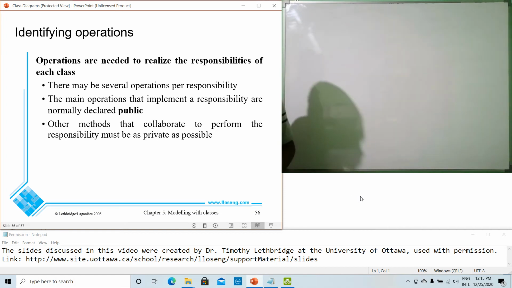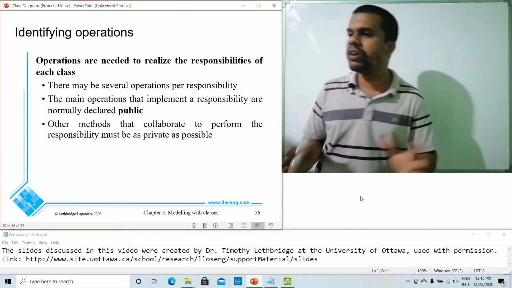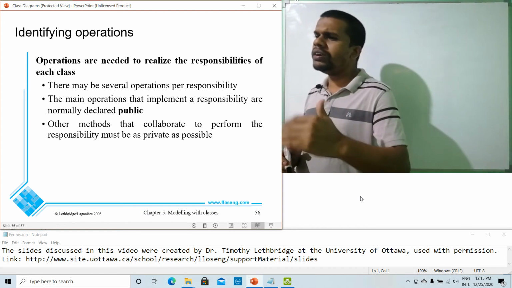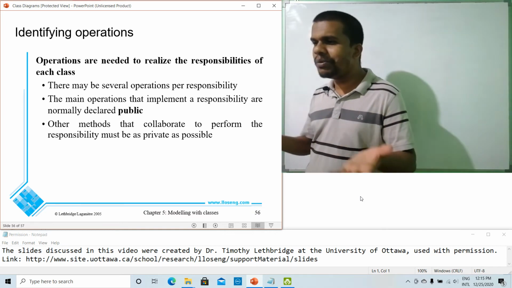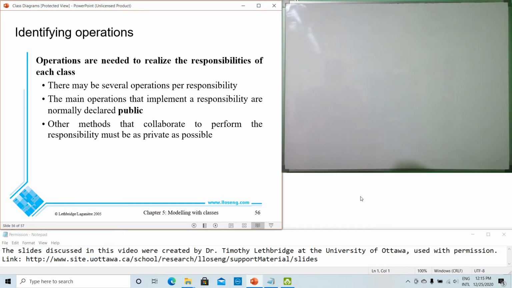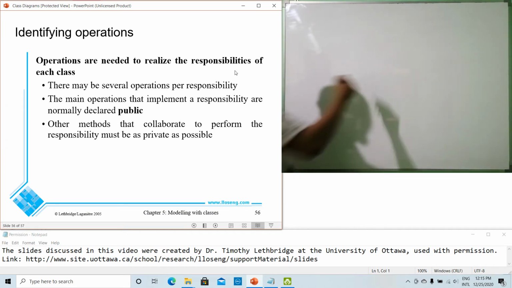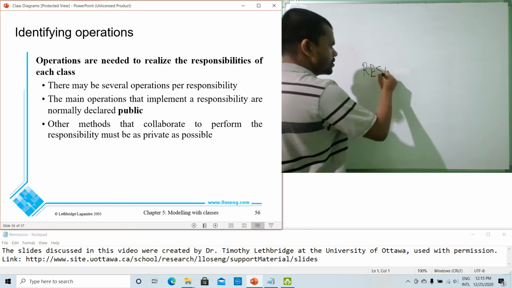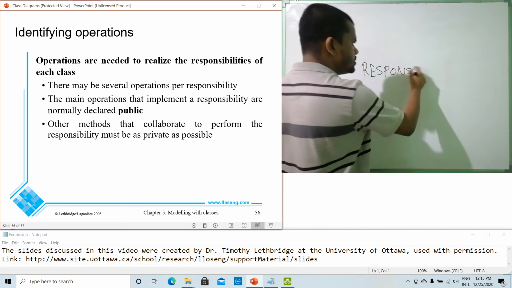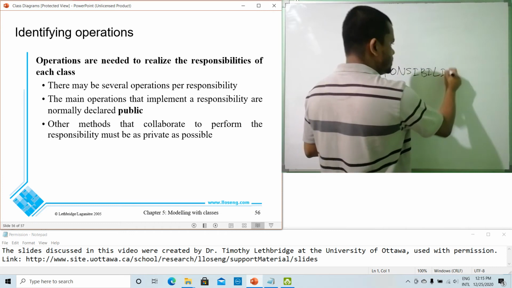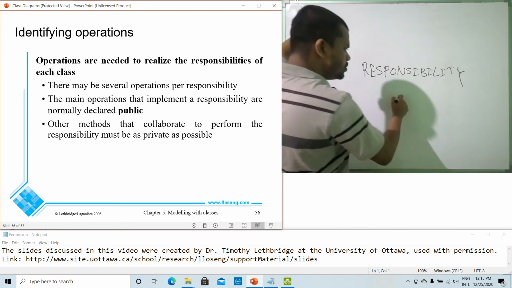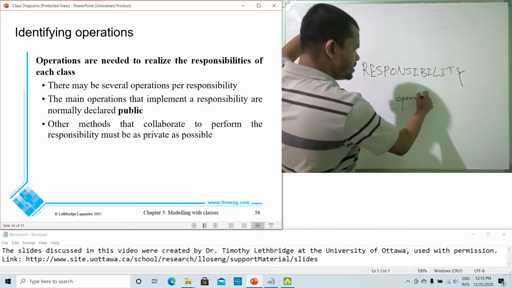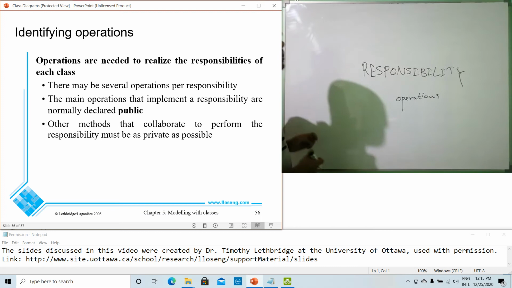Then we try to identify operations. Now you know responsibilities. What are responsibilities? Now you have an idea. Then what is an operation? Operations are needed to realize the responsibilities of each class. One particular responsibility we can achieve using a set of operations.